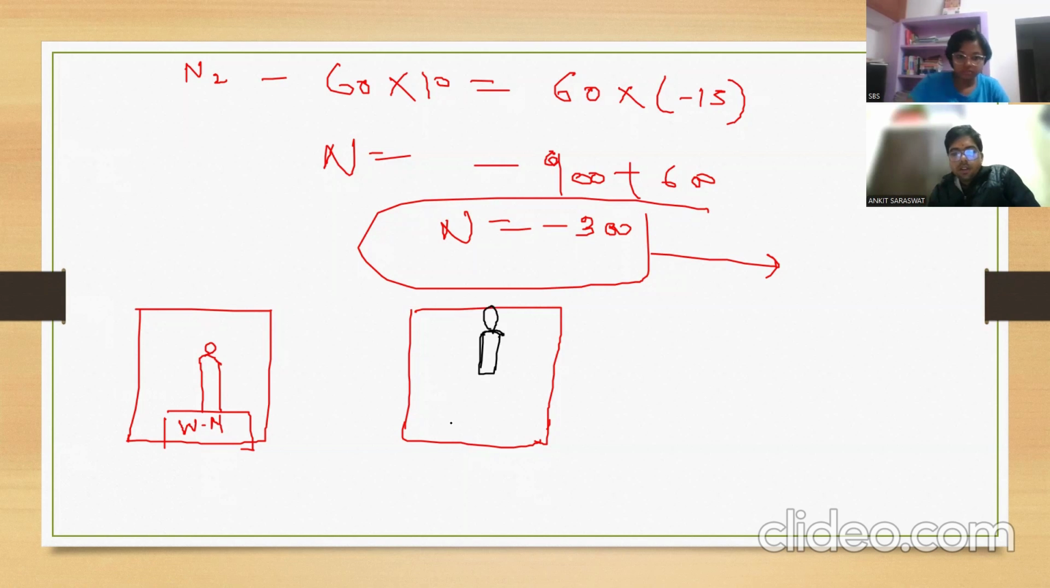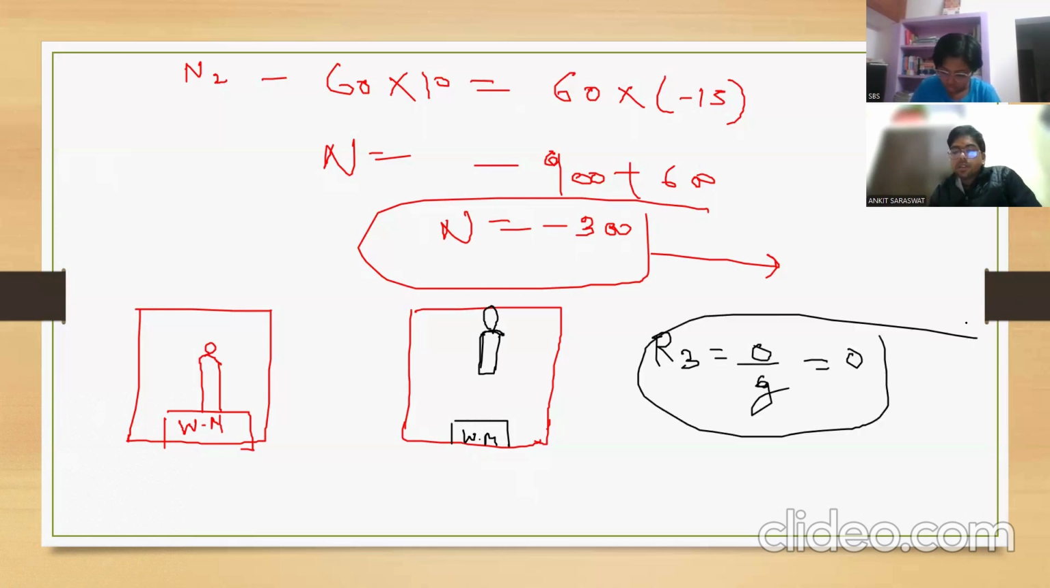The weighing machine is here. Normal is what you get when you're standing on the weighing machine. If you are not standing on the weighing machine, then in this case normal is zero. Zero by g will be how much? Zero reading. There is no reading. He will fly. He says I'm weightless, there is no gravity. He is going up.